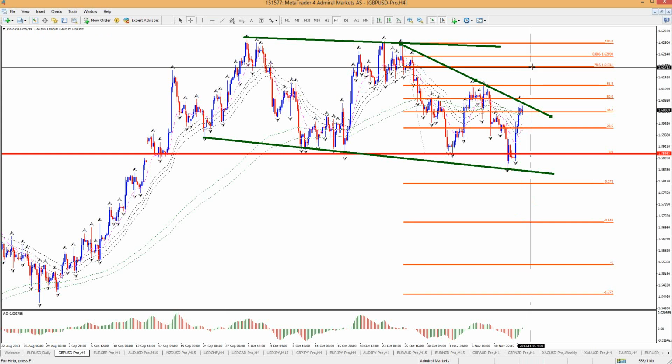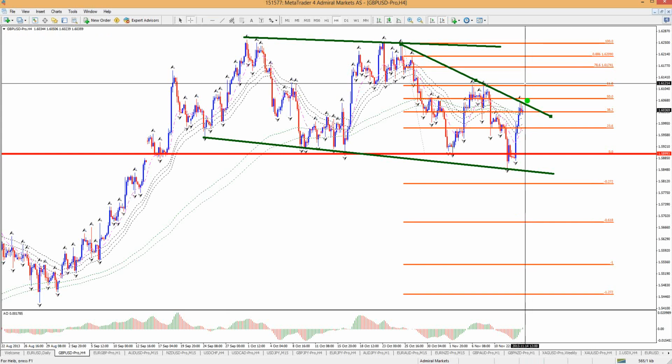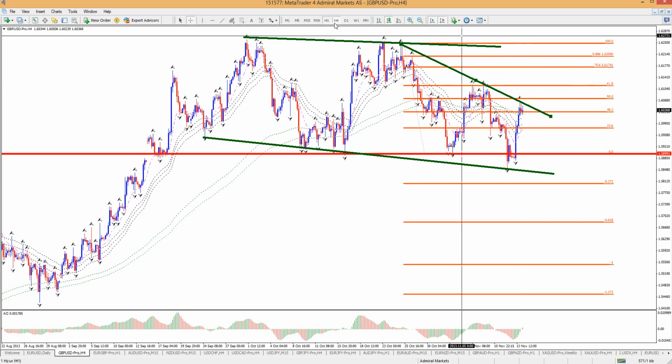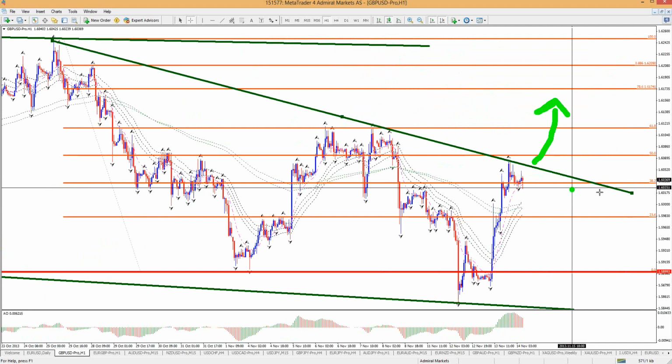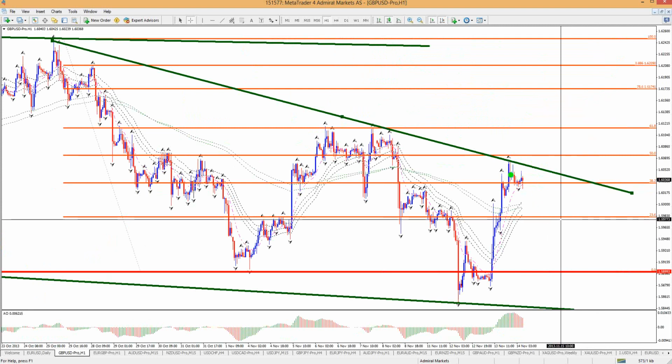It is definitely possible that if we break this green line, we could go to that 786. Of course, we have a top right in between. We have to be aware of that. But if it breaks that top, we can go to that 786 at 161.74. So that could be a trade to look for here. Otherwise, we are at a resistance spot.